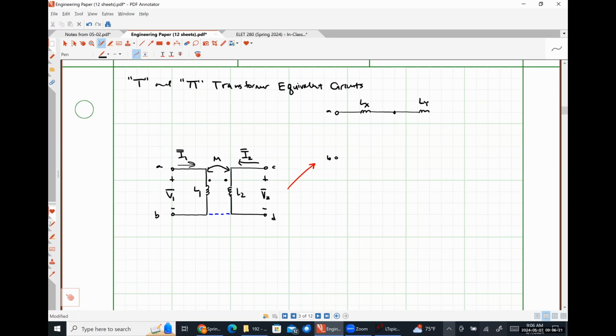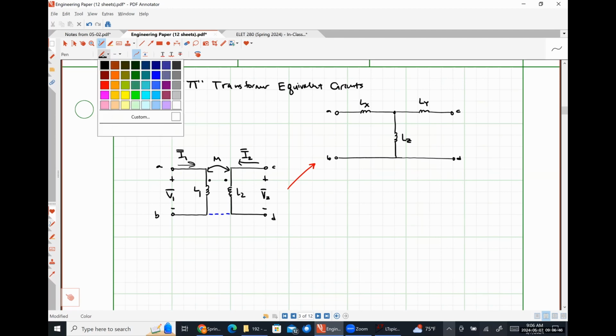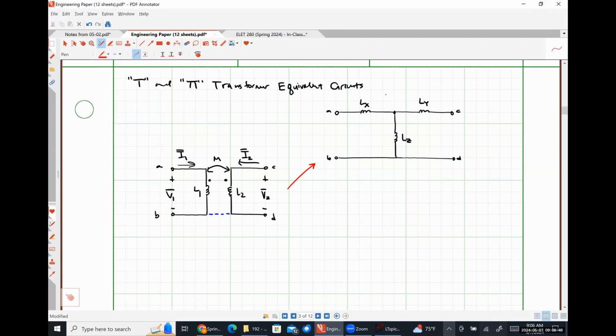This inductance Ly. Here's terminal C. And this inductance down the middle, Lz, like so. And now over here, I have terminal D. So this is one of our equivalent circuits. We're going to define things here in a moment.